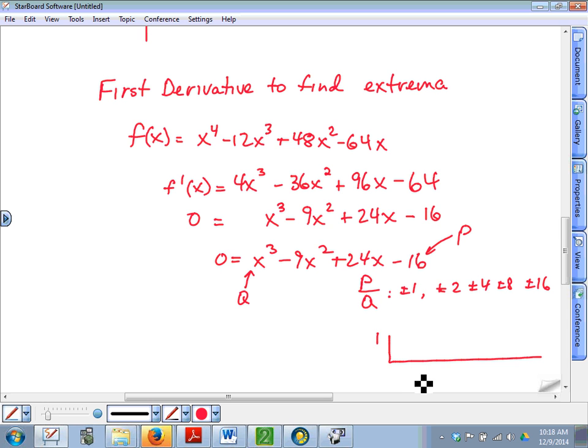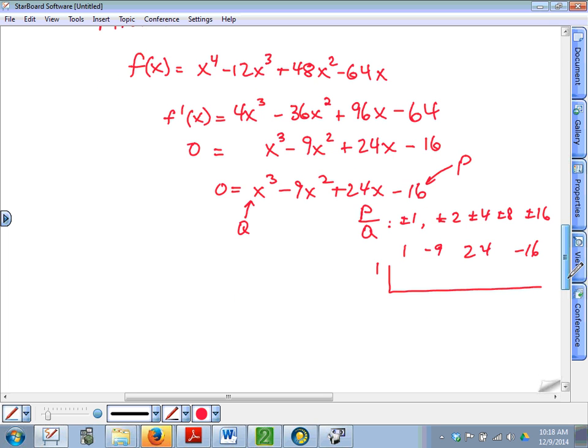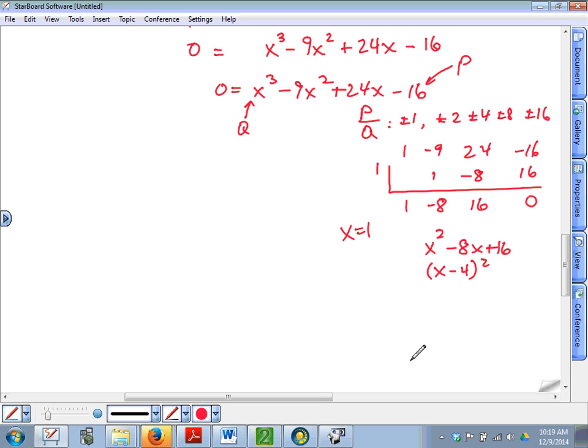So if we test 1, I think we're going to get lucky. Drop down the 1. Multiply. Look at that, we must be living right. So we know that x equals 1 is a critical number, and then we're left with the reduced polynomial of x squared minus 8x plus 16, and that's just x minus 4 squared. So that gives us another critical value of x equals 4.